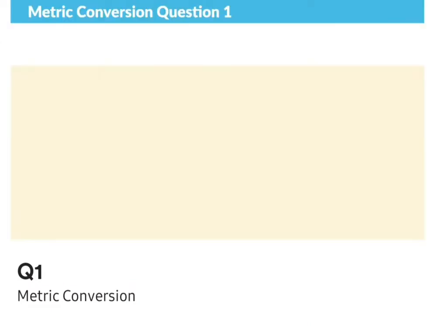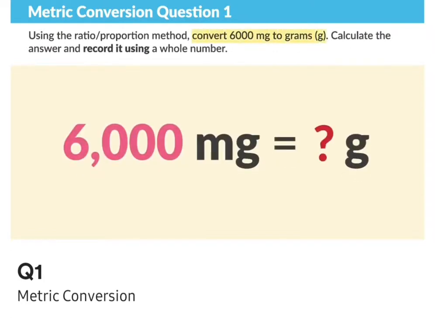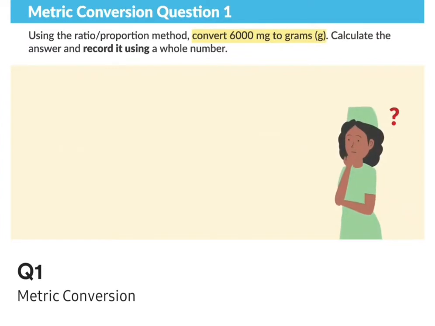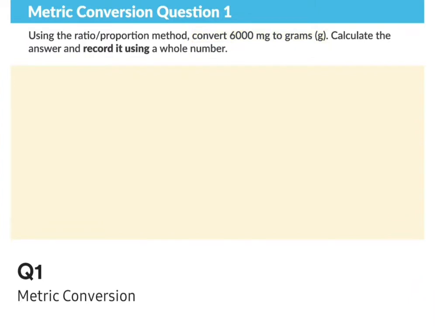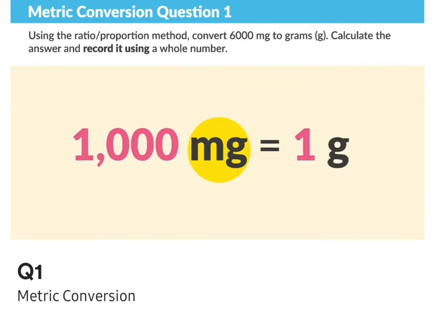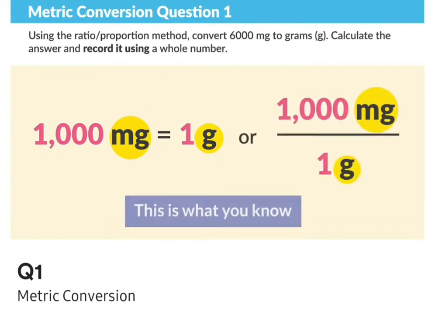Now, starting with question 1, using the ratio and proportion method, convert 6,000 milligrams to grams, and calculate the answer and record it using a whole number. So first things first, we're setting up the formula here, right? We know that 1,000 milligrams equals 1 gram, because you memorized this. So what's the relationship between milligrams and grams? Well, as you know, 1,000 milligrams is 1 gram, or simply put, 1,000 milligrams over 1 gram. This is what you know.